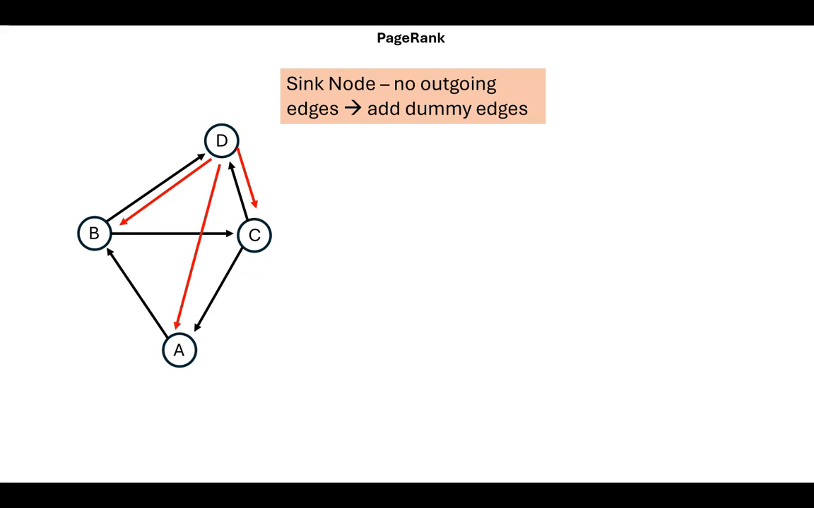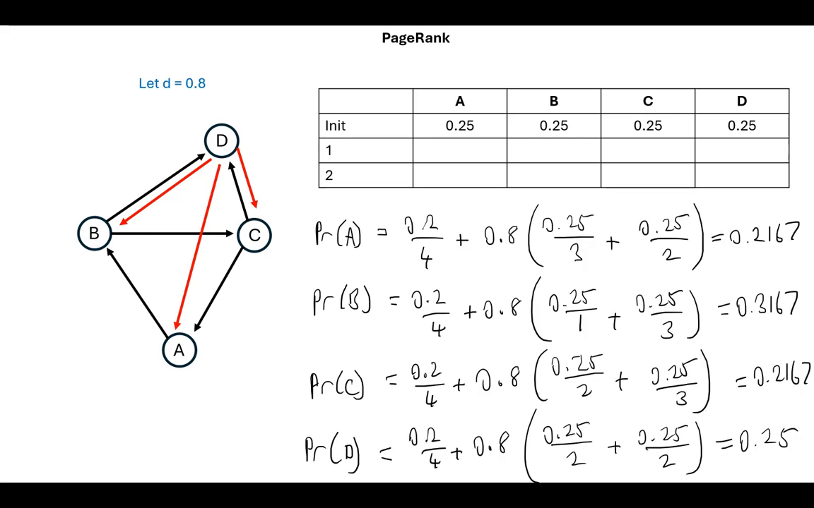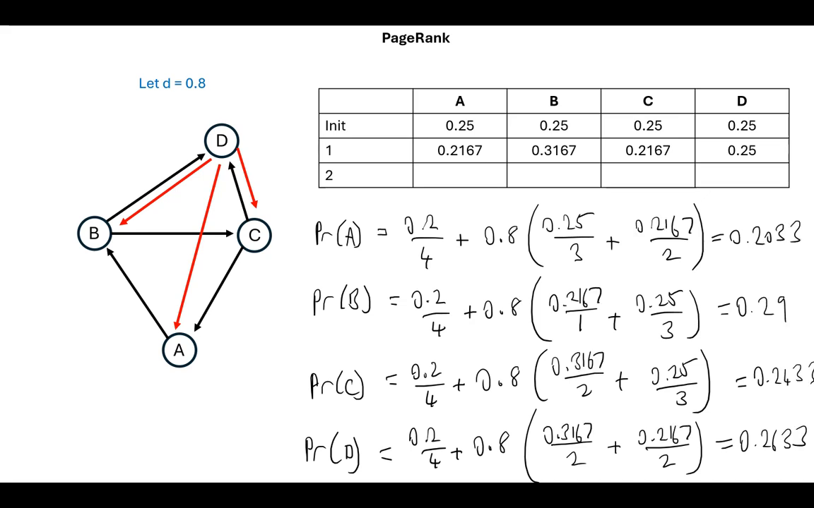Now, using this graph, have a go at calculating the first 3 iterations of the page ranks for this graph. I won't talk through the answers, but I will display them long enough for you to check, and this time note that D equals 0.8. Pause the video and see if you get the same answers. These are the ones for the first iteration, and for the second iteration.